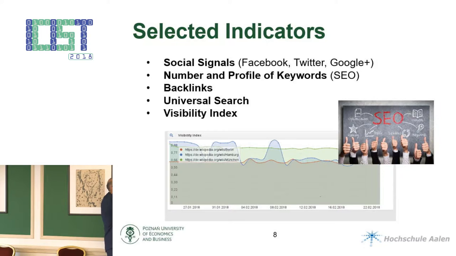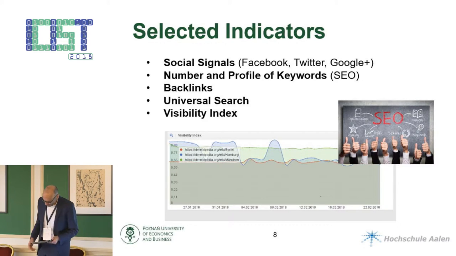Then we used the metric backlinks. That means links from the external direction, external links, which refer to the domain or to the website. Then we used the metric universal search results. These ones are also very important for indexing of a website, and they are also part of SysTrick. And the most important indicator is the visibility index.